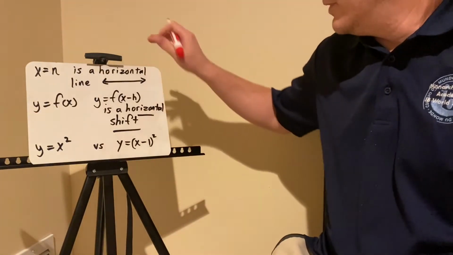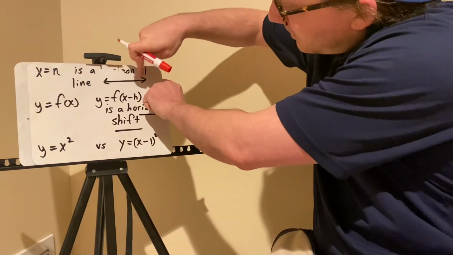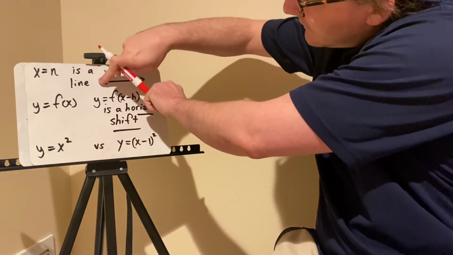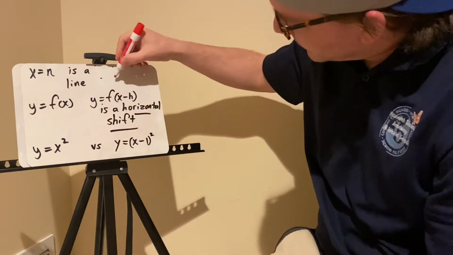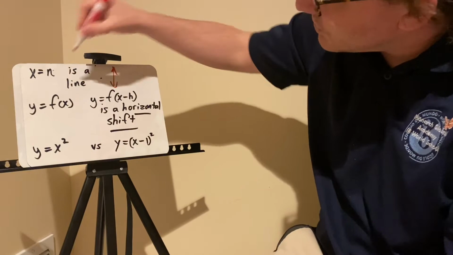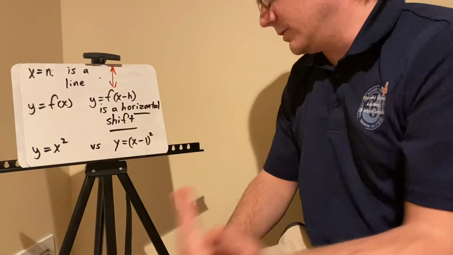Now, this is wrong. x equals h is not a horizontal line. x equals h is a vertical line. It goes up and down where the x coordinate's always the same. And as you change h, it shifts left and right, a horizontal shift.